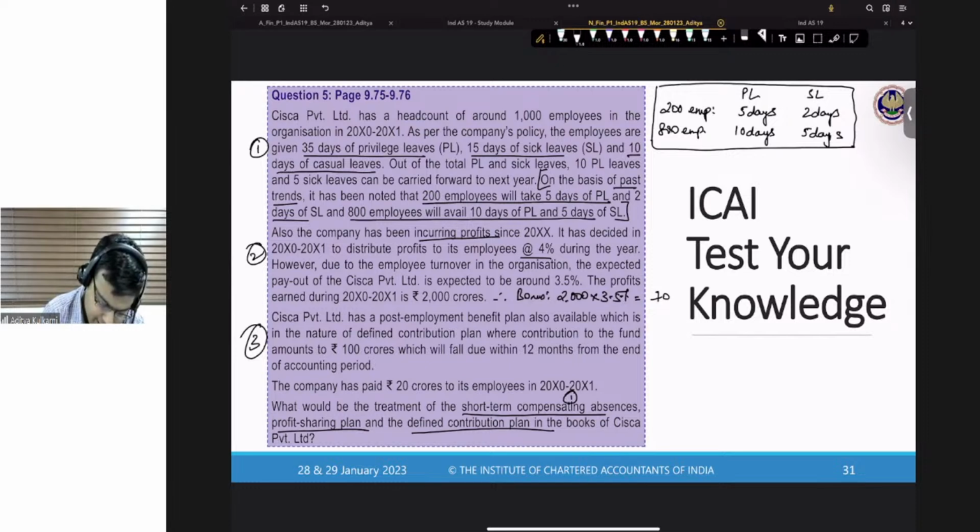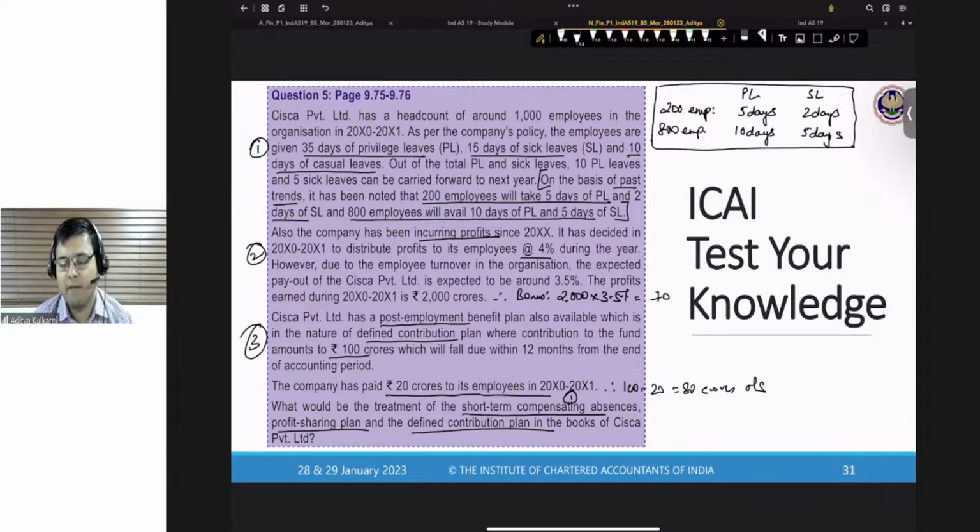Coming to the third one, Syska Private Limited has a post-employment benefit in the nature of a defined contribution plan, where the contribution to the fund amounts to rupees 100 crores, which will fall due within 12 months from the end of the accounting period. The company has paid 20 crore to its employees in 20X0X1. So very simple, expenses 100 crores, liabilities 100 crores, but I have paid off 20. So therefore, 100 minus 20, 80 crores is outstanding. So you will pass the entry: employee benefit expense account debit to outstanding contribution to the fund 80. And then you will pay it off in the next year.